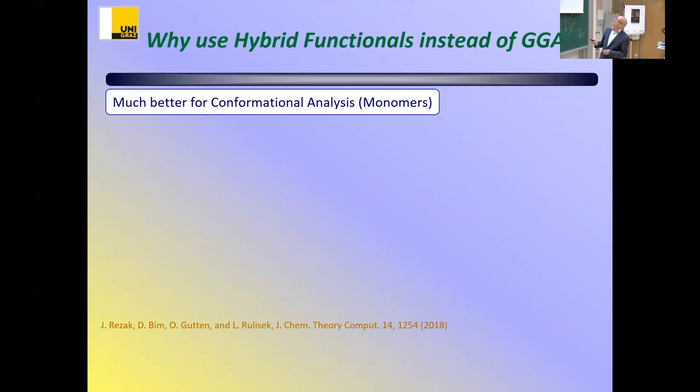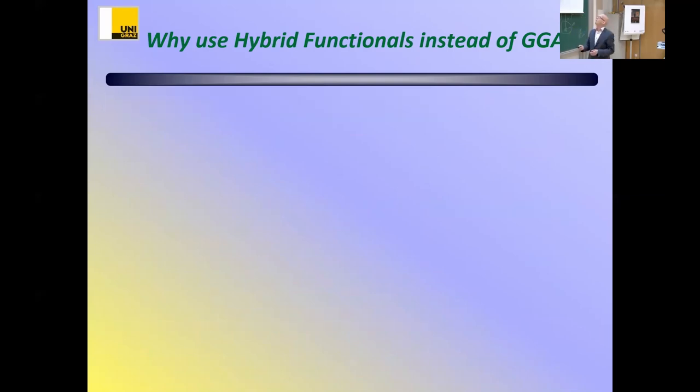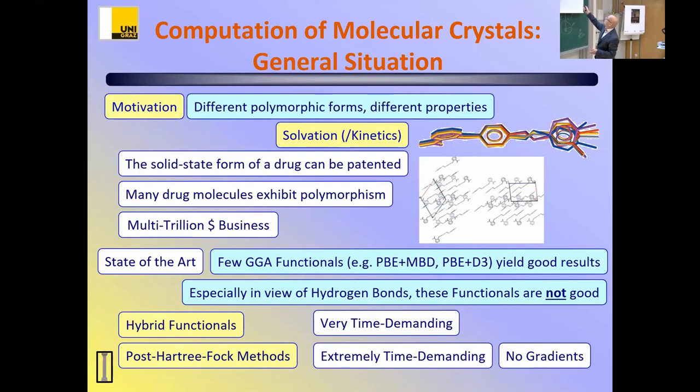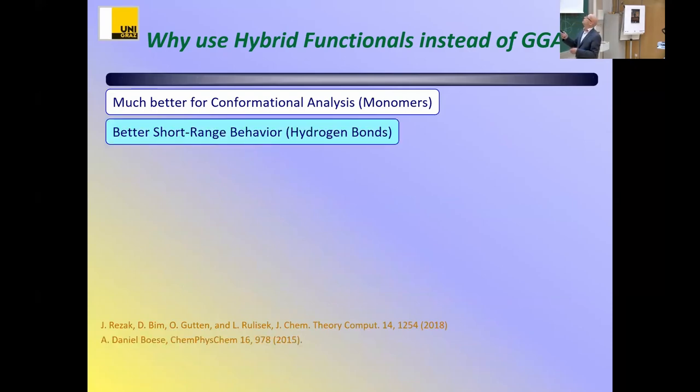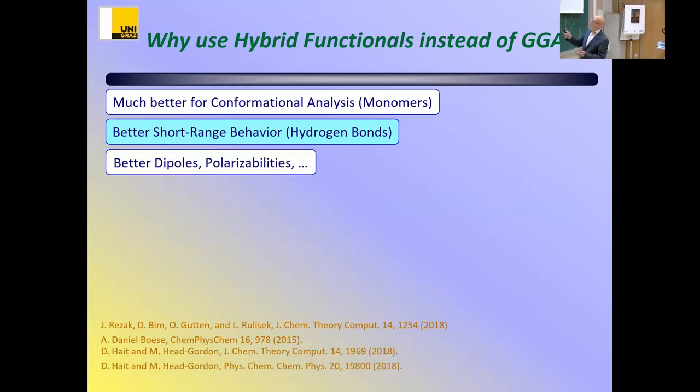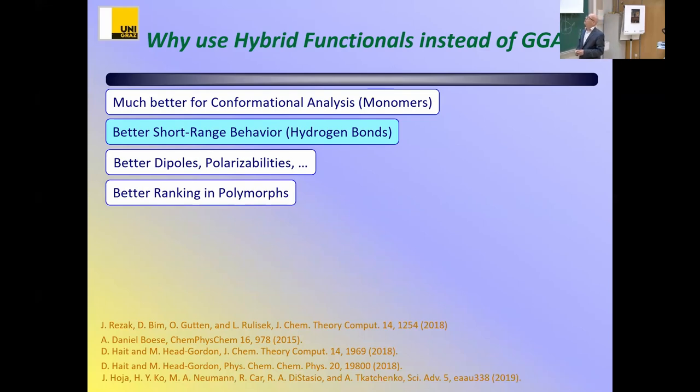We don't have gradients. So why would we use hybrid functionals instead of GGAs? One thing is that you have a much better conformational analysis for the monomers. If you have a cis or trans monomer, as you had here, the energy difference is much better described by hybrid functionals because they have much less self-interaction than the GGAs. So you have a better short-range behavior, as I said before. You also have much better dipoles and polarizabilities, so your electrostatics are much better. You get better intermolecular interactions, which is related to those hydrogen bond problems. You also get better ranking of polymorphs.